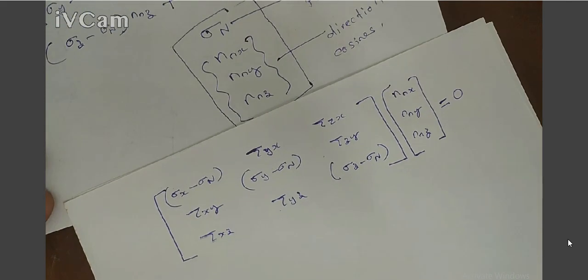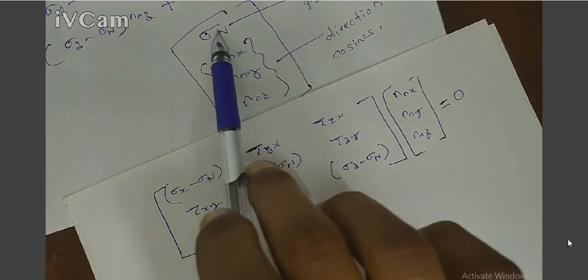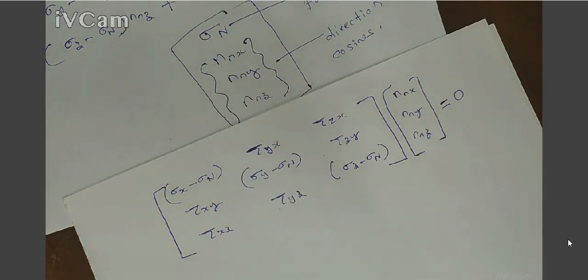Now our aim is to calculate sigma n and these three direction cosines. Sigma n is the principal stress. By calculating sigma n, you can find the principal stress, and by knowing these three direction cosines, we can identify the position of the principal plane. We don't know the position of the principal plane because there are an infinite number of planes passing through a point, and out of these we don't know which is the principal plane. So only by knowing these three direction cosines can we identify the position of the principal plane.